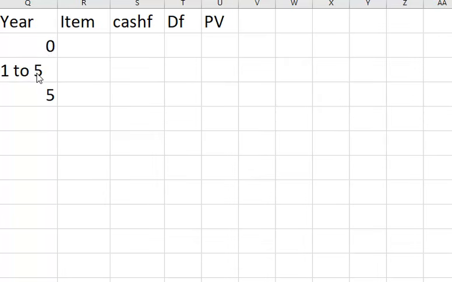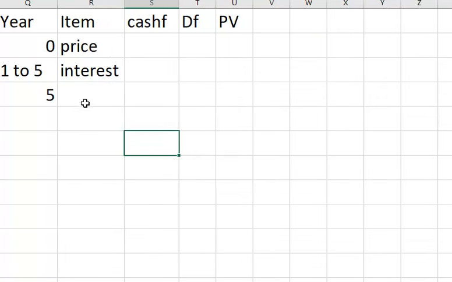Year 1 to 5, because interest will be paid year 1 to 5. Then you have the final year where you are going to pay back the principal. So year 0, you have your market price, so you can just say price. How much is the price of this bond? Then year 1 to 5, you have your interest. Then the final year, you have redemption value.